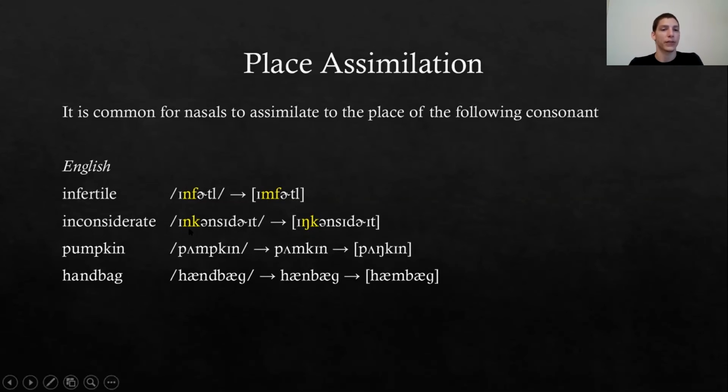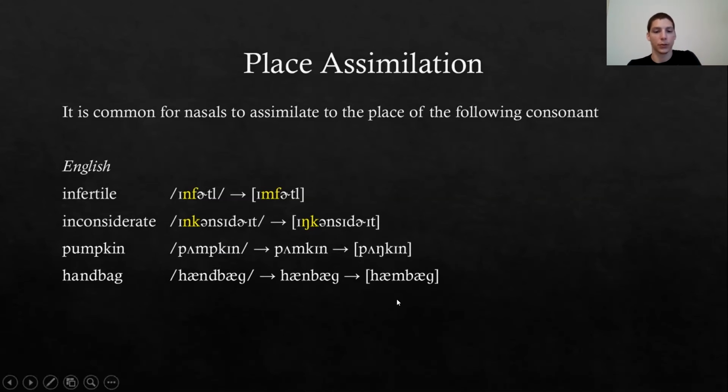The same thing happens with "inconsiderate," where we have an N at the beginning, but that's alveolar, versus a K, which is velar. So your tongue has to go from the front of your mouth to the back of your mouth pretty quickly. And that's a lot of work that people just don't want to do. So it's more efficient to make the nasal consonant velar so that your tongue doesn't have to move when you go to produce the velar consonant.